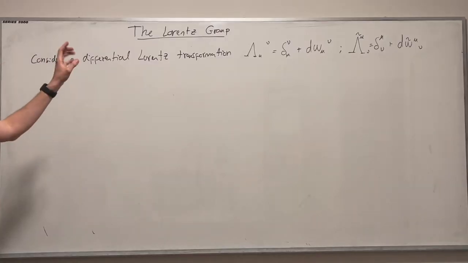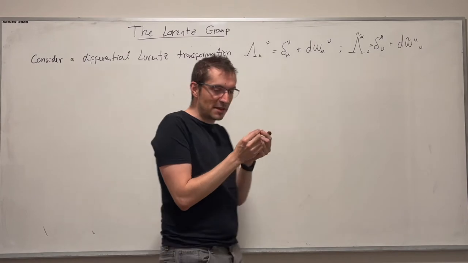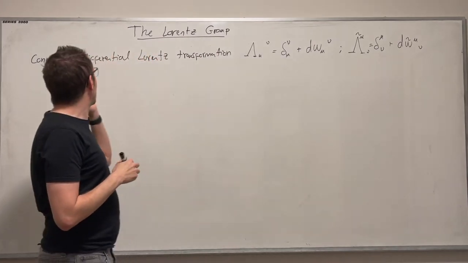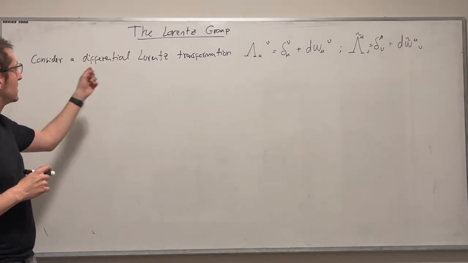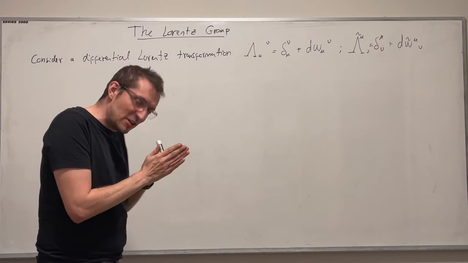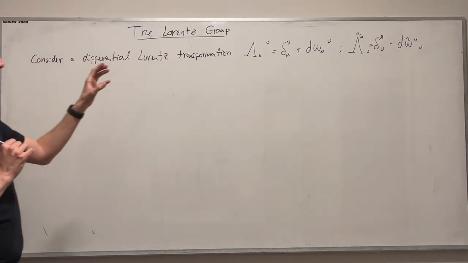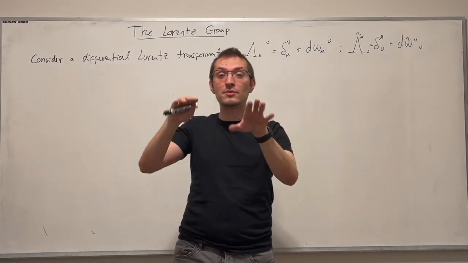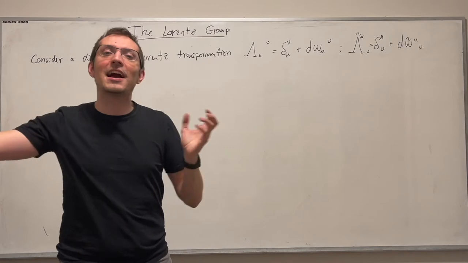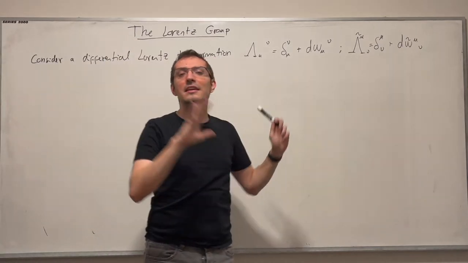Okay, so consider a differential Lorentz transformation. Now, if you want to think physics-wise, a transformation by a very small amount between two different reference frames. All right, so we have the transformation, exactly the same as we did with the translation group. We can expand it, again, to leading order and neglect the higher orders, right? And let me write it like that. It's the identity plus something small.